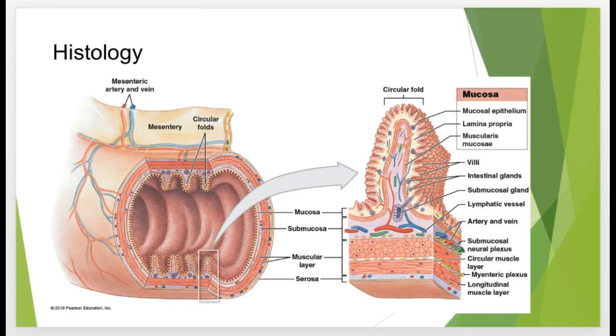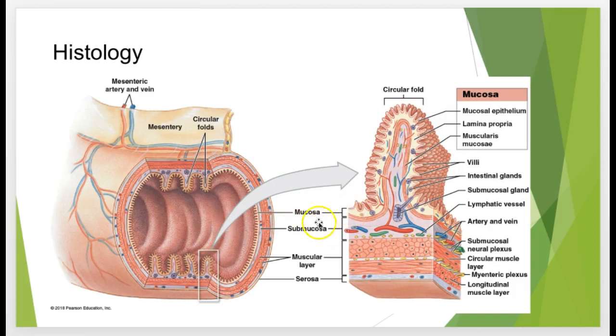So you have four different layers to your epithelium of your GI tract. Your innermost layer, the layer that comes into contact with your food, is what we call the mucosa layer. All right. So also up here, this is what contains our mucosal epithelium, that lamina propria, muscularis mucosae. All of this is located within that mucosa layer.